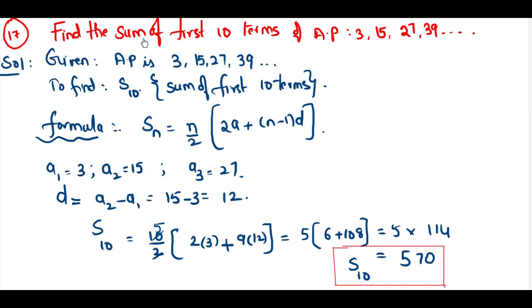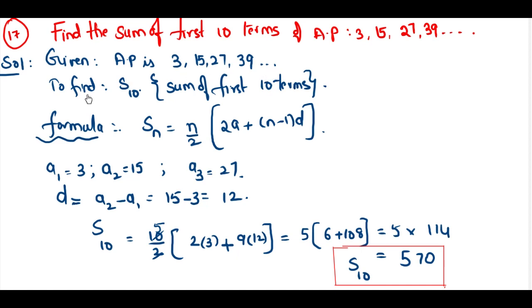In the 17th question, we have: find the sum of first 10 terms of AP. I repeat, find the sum of first 10 terms of AP. And what is the AP? 3, 15, 27, 39 and so on. Let us identify the given things. The first thing is that it is an AP, and the series is 3, 15, 27, 39 and so on.